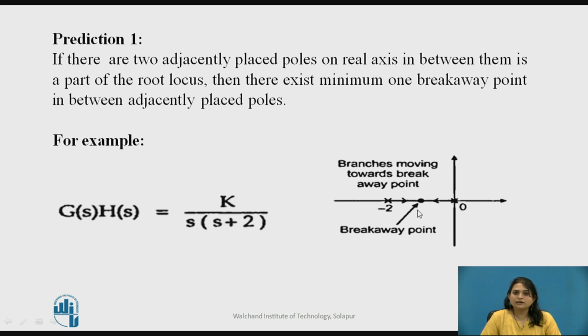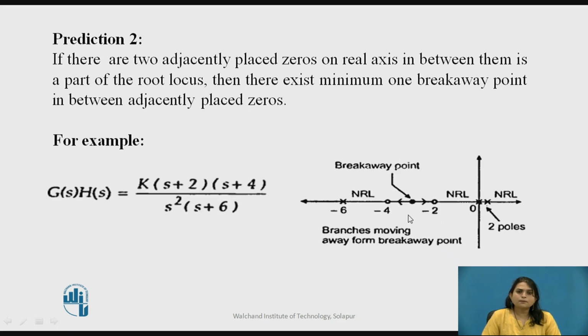Okay. So here to the right side of this, only 1 pole is there. To the right side of this point, only 1 pole is there. So summation of the poles and zeros is odd. So root locus will be lying here and the breakaway point will be there in between 0 and minus 2. The prediction 2, if there are 2 adjacently placed zeros on a real axis, in between them is a part of the root locus, then there exists a minimum 1 breakaway point in between adjacently placed zeros.